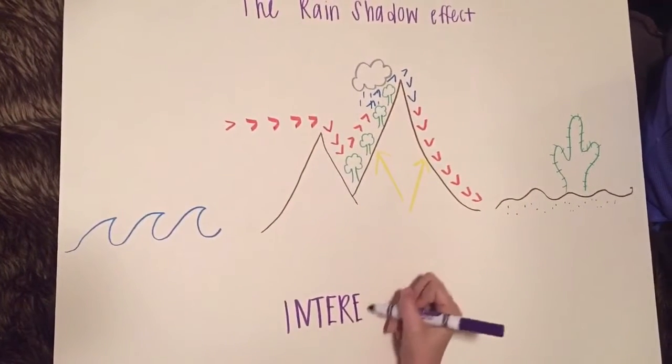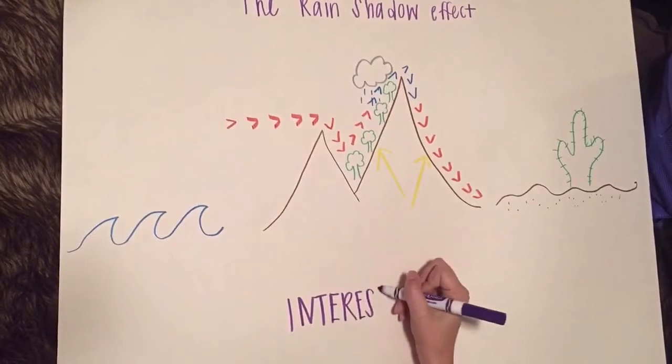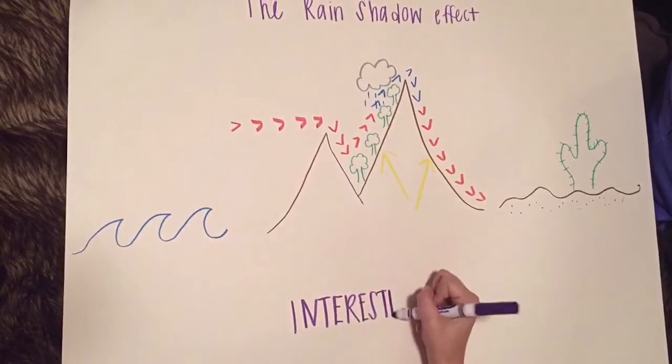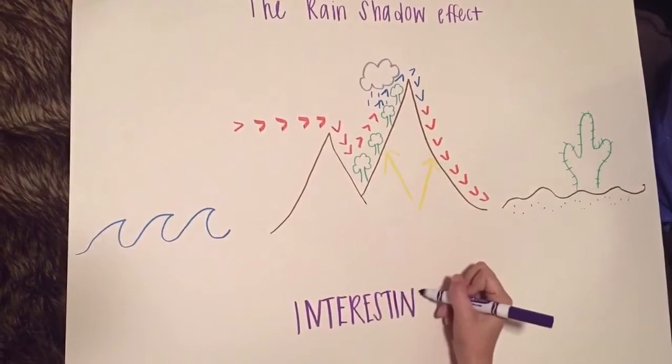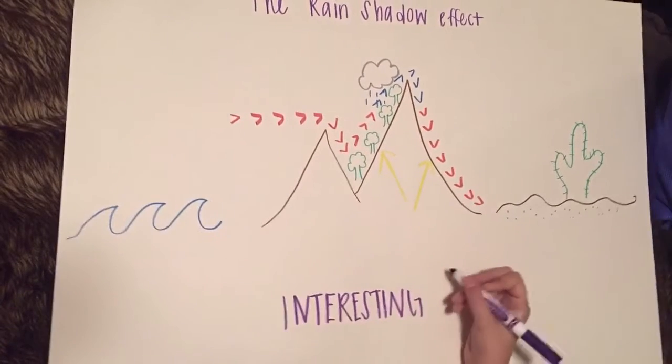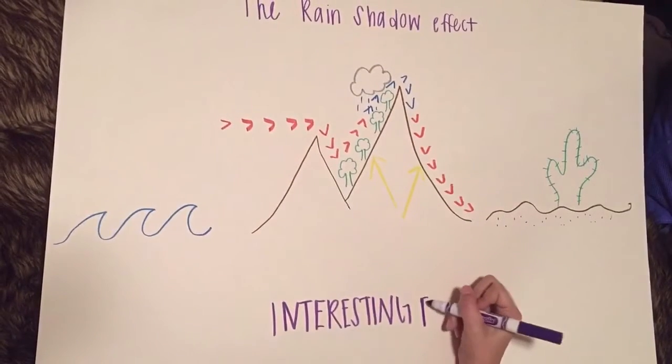One interesting fact is California's Saline Valley in Death Valley National Park is in the rain shadow of the Sierra Nevada mountains. The mountains block most precipitation from falling in the valley, creating a dry climate where few plants can grow.